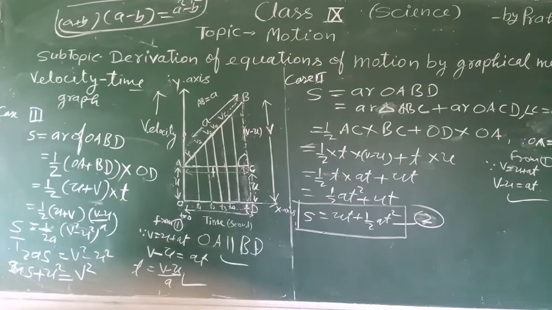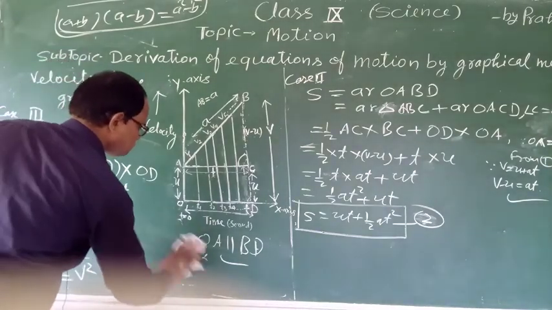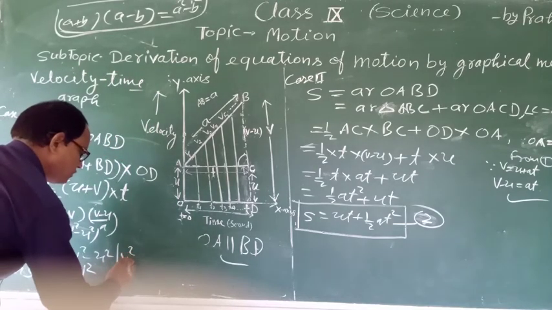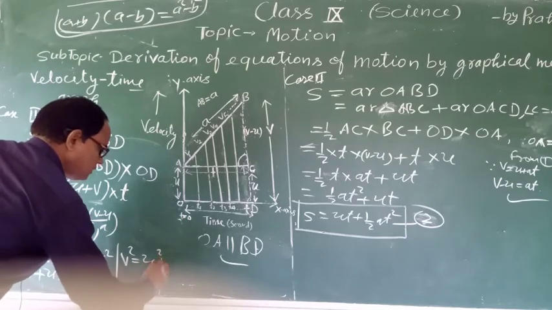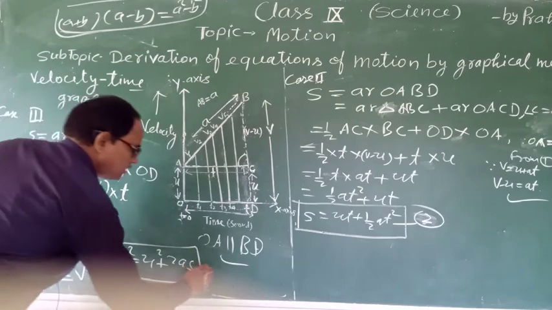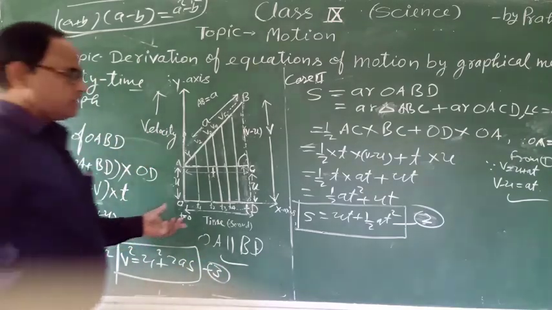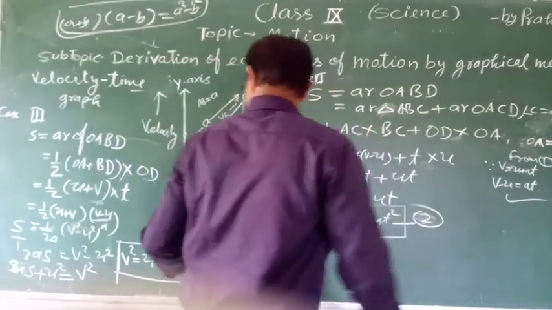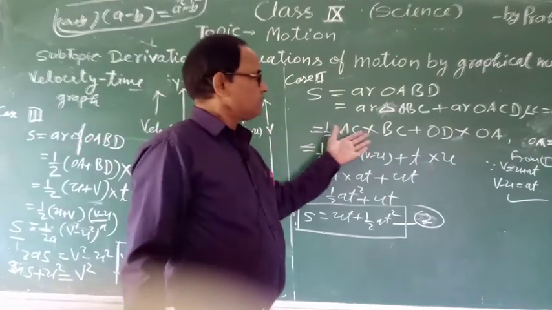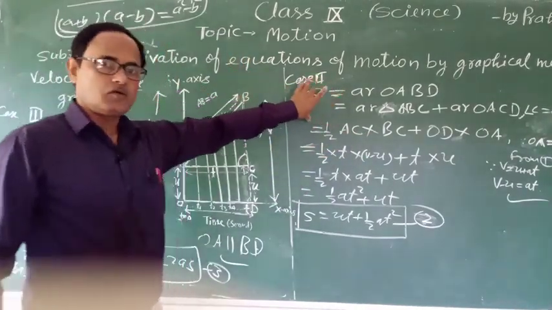Thus we can write v square is equal to u square plus 2as. This is the third equation of motion, which is very important. So okay student, this concept is very important. Solve it clearly and write it in your notebook.